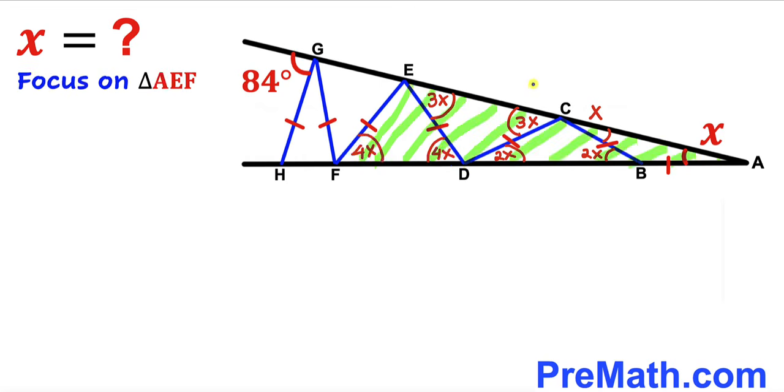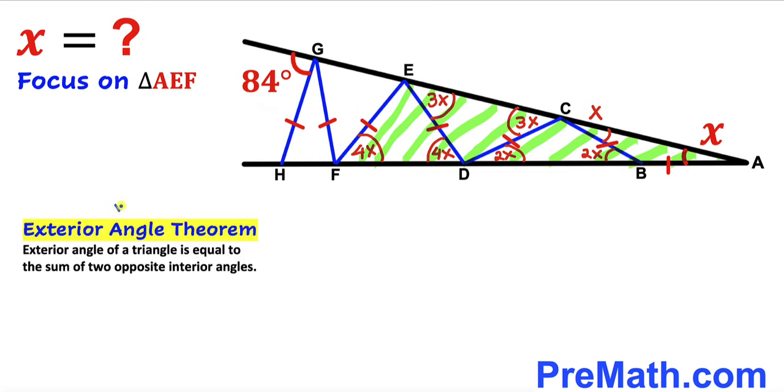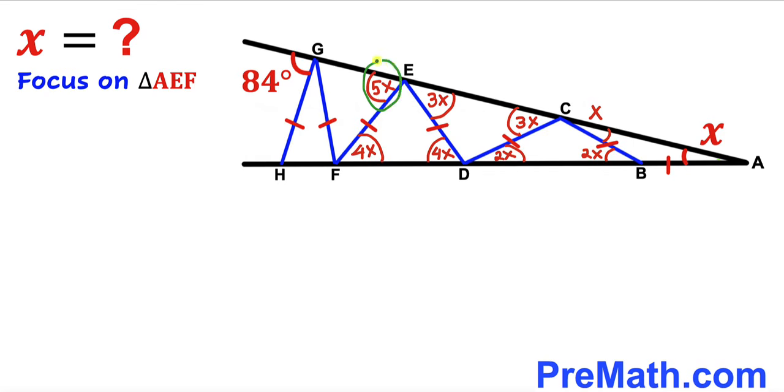Now we are going to focus on this shaded triangle AEF, and we are going to recall the exterior angle theorem once again. According to this theorem, this angle has got to be our exterior angle, whereas this angle and this angle are going to be our opposite interior angles. So this exterior angle is going to be equal to the sum of these two opposite interior angles. 4x plus x makes 5x over here. So this angle turns out to be 5x.